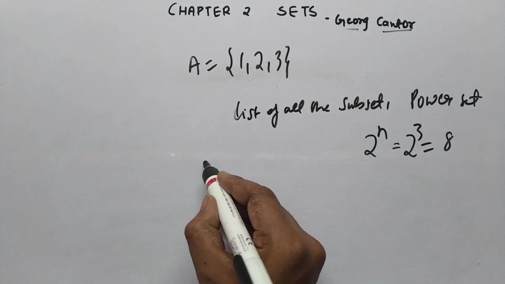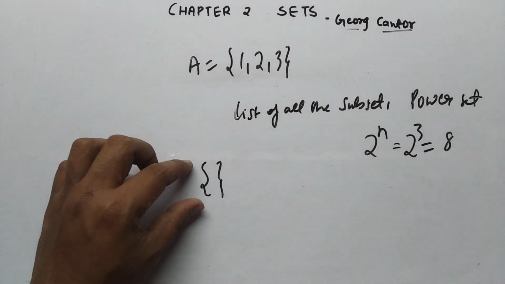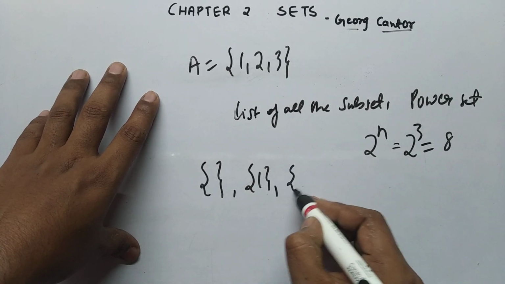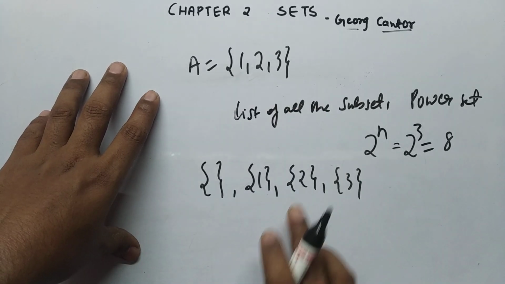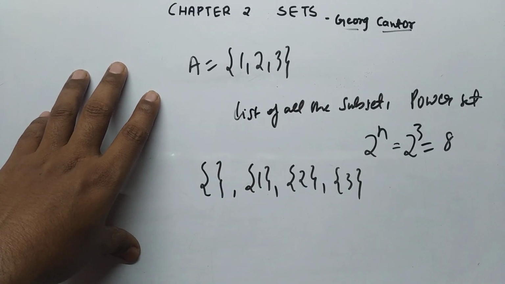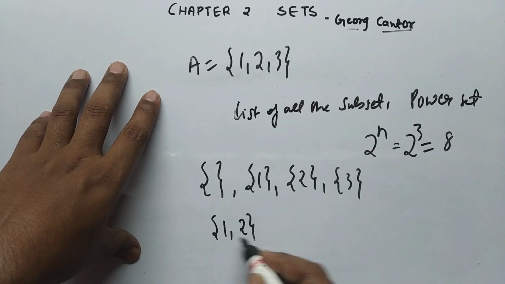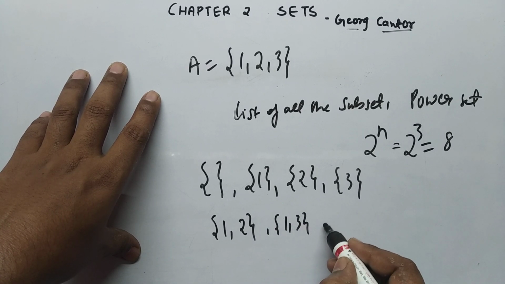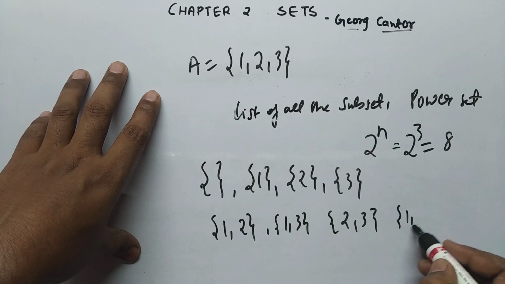A null set is a subset of A. A null set will always be a subset of any set. So the null set is a subset of this. You can say a set which has element 1, a set which has element 2, a set which has element 3. These are also subsets. You can also say a set which has elements 1 and 2, a set which has elements 1 and 3, a set which has elements 2 and 3, or else a set which has 1, 2, 3.